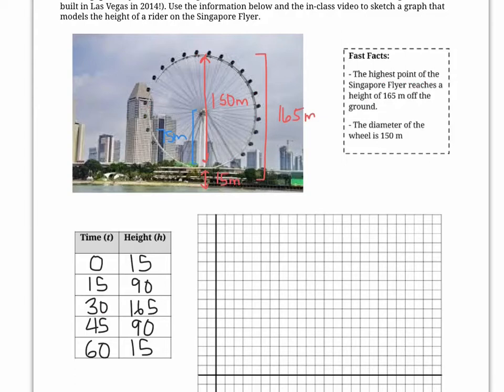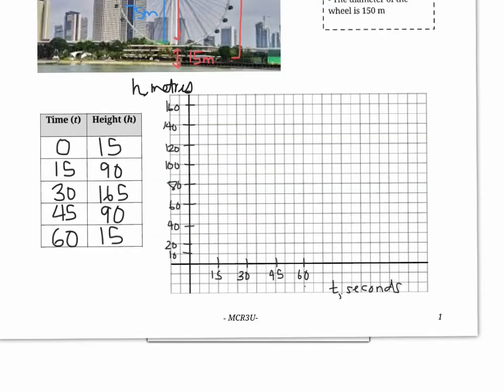So I'm going to do up a quick scale for our time. I'll probably go up by 15s, and heights I'm going to go up by 10s. So now that the scale is done, we can start to graph this guy. Our first point is going to be 0 and 15, so it's going to be about here. Our next point is 15 seconds and 90, so right here. Then we've got 30 seconds and 165, so we're all the way at the top, 165.